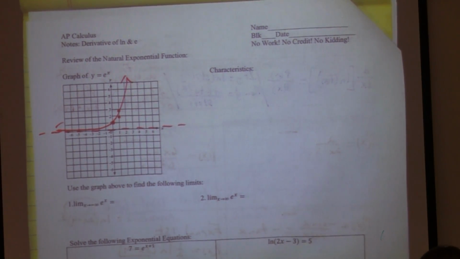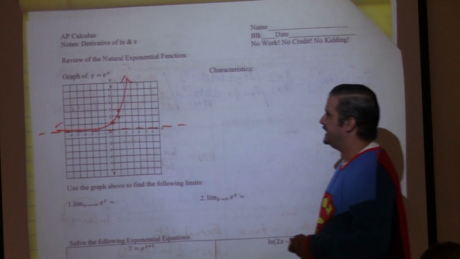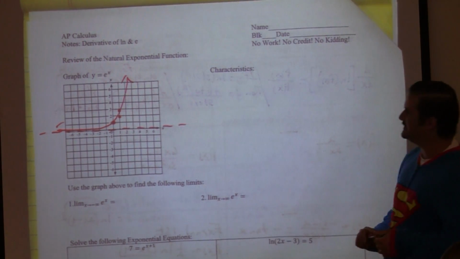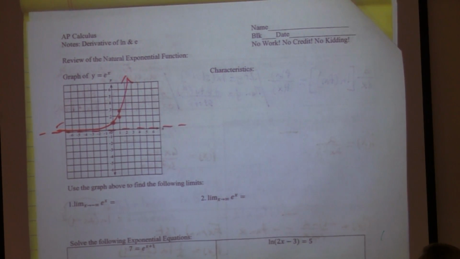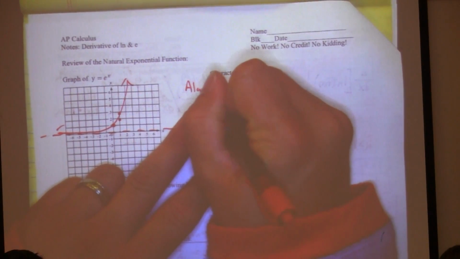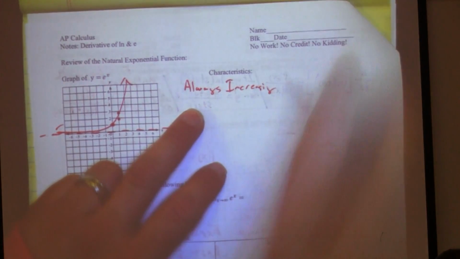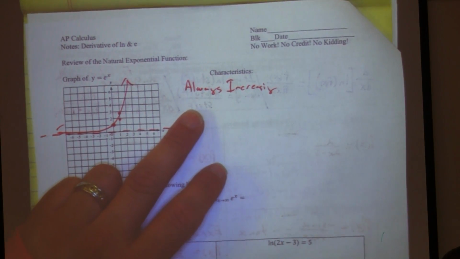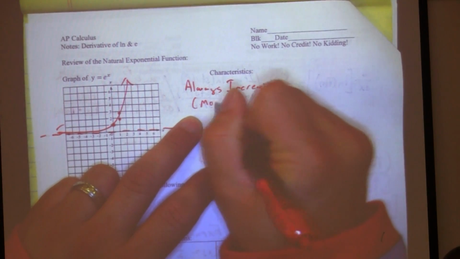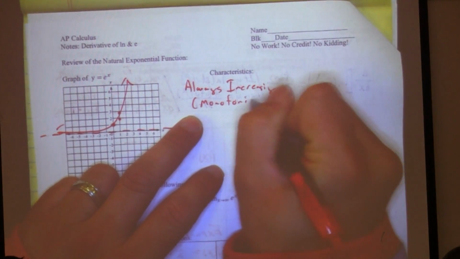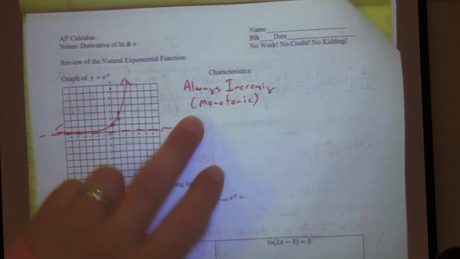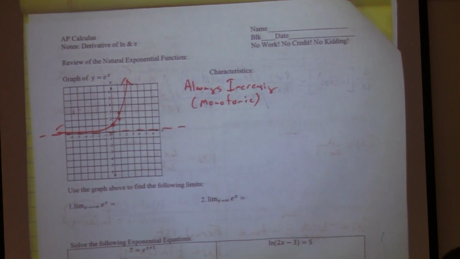So just like we looked at the logarithmic function, let's look at the exponential function and tell me some characteristics about it. So what do you notice is happening? It's always what? Increasing. It's always increasing, right? Okay, so let's write that down. So when something is always increasing, we could say that it's what? Monotonic, right?